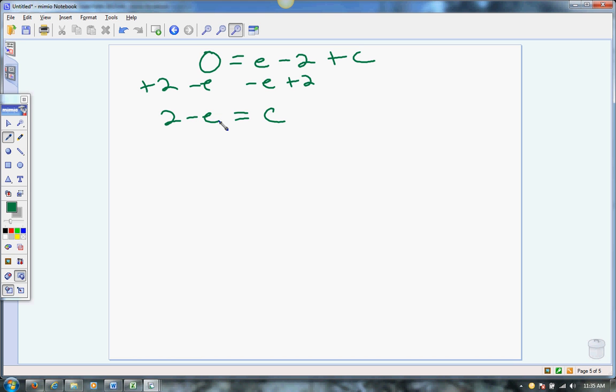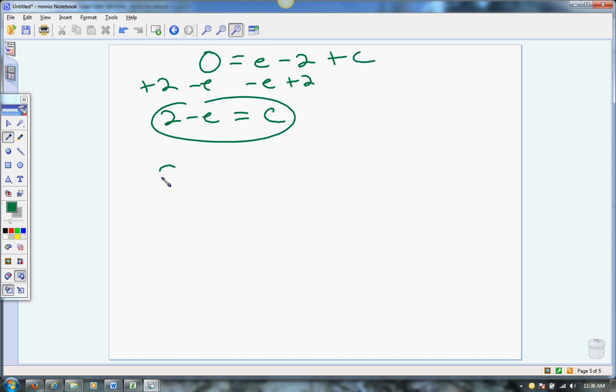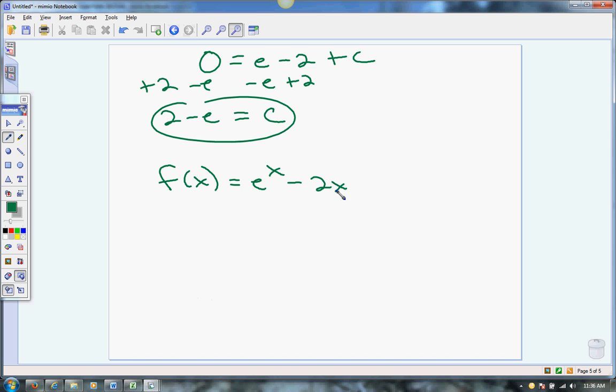So my particular solution now, okay, we're not done, that's just what c is. My particular solution, I need to take this and put my c in. So my particular solution is f of x equals e to the x minus 2x cubed plus my c, 2 minus e. And there is my particular solution. And we are going to stop there for today.